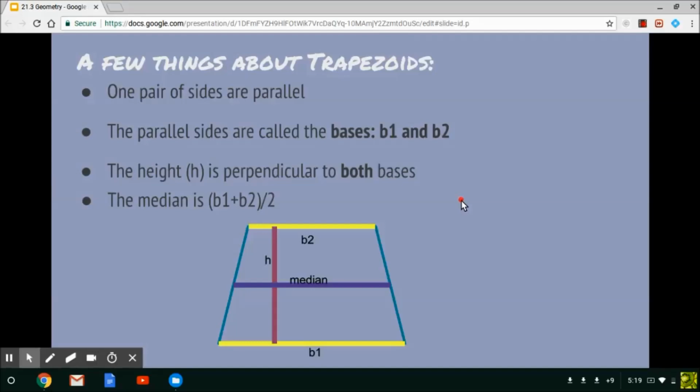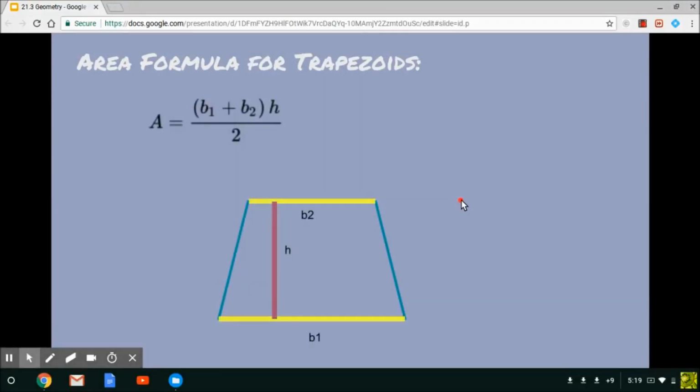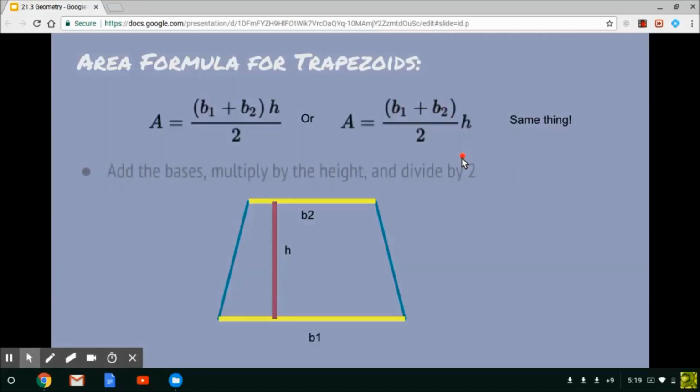All right, so from here, we're going to be finding the area. So we have an area formula for trapezoids. The area is base 1 plus base 2 times the height divided by 2. Or another way of saying this is base 1 plus base 2 divided by 2 times the height. That's the same thing. So these are two ways that we might see it written. This way, it's basically just the median times height. But yeah, so here we go. So we want to add the bases, multiply by the height, and divide by 2.